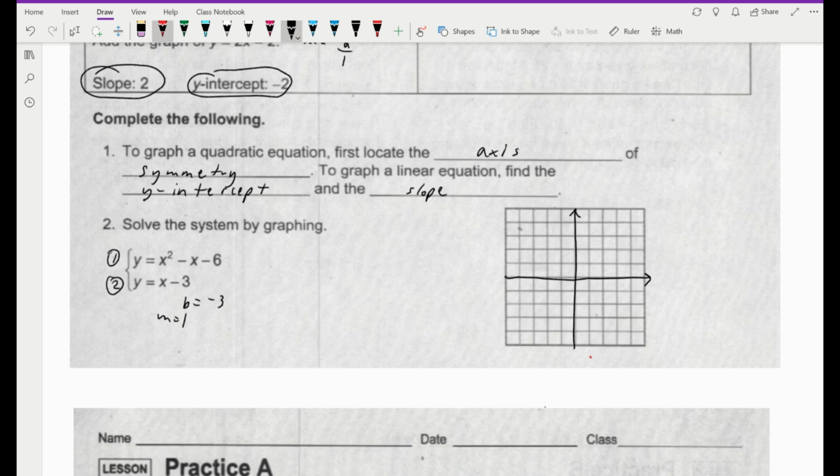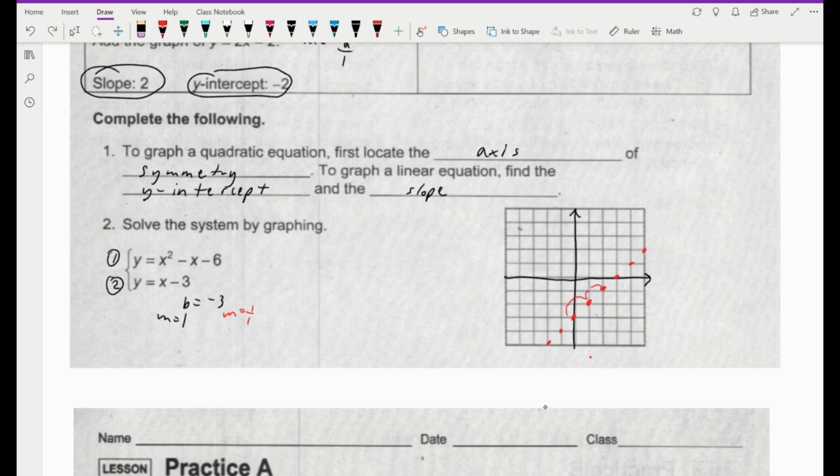Let's graph the y-intercept of negative 3. Here we go. And then we're going to count the slope of 1. Of course, the slope means it's 1 over 1. So we're going to go up 1 over 1. So there's a dot. Then we go up 1 over 1 again, up 1 over 1, up 1 over 1. Of course, we can reverse the direction as well.